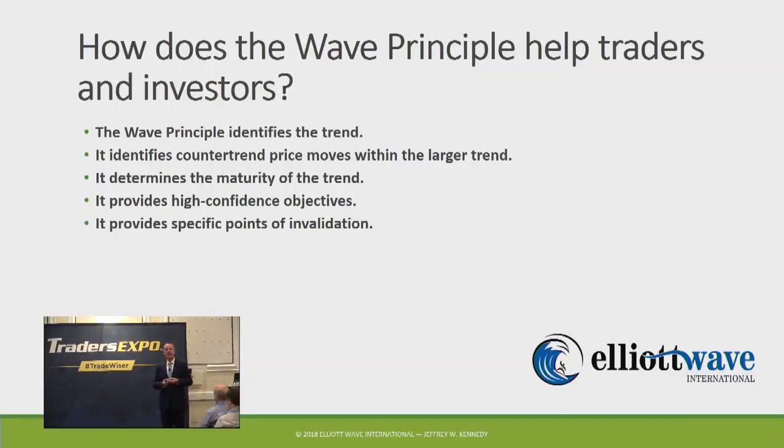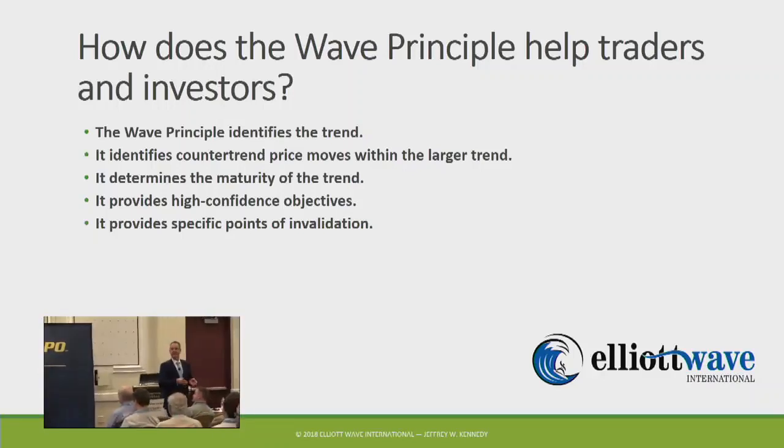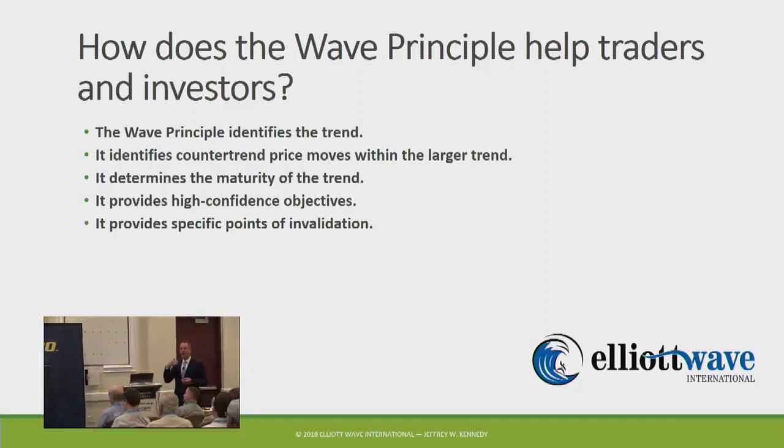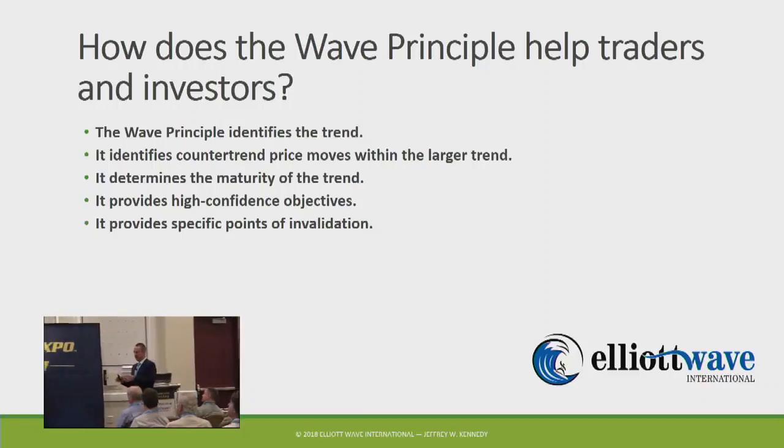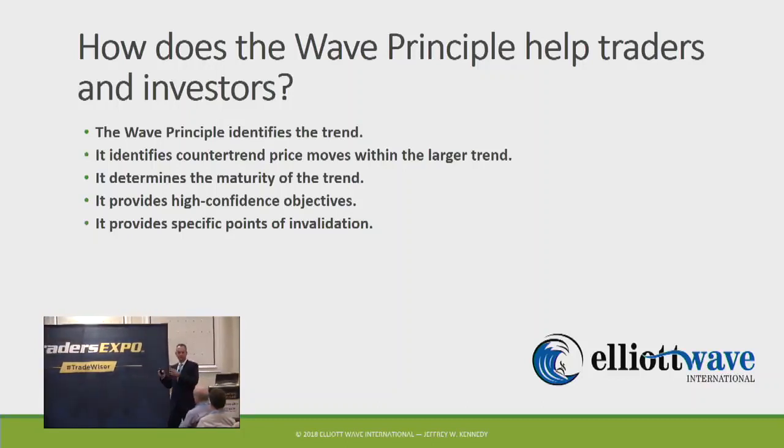It can kind of give you an idea of the maturity of a trend, whether a market is topping out or bottoming out. We use, as Elliottians, Fibonacci ratios, retracements and multiples extensively in our work to identify objectives for waves. And that allows us to identify high confident objectives utilizing Fibonacci ratios. And also, it allows me to identify quite specifically, quite precisely, where I'm wrong.